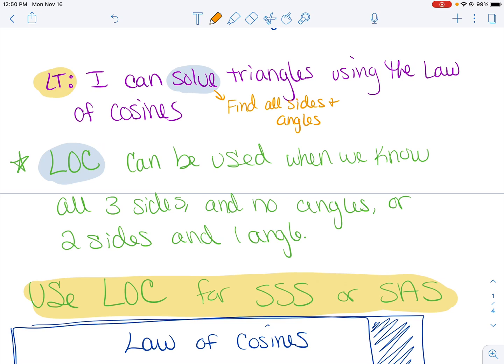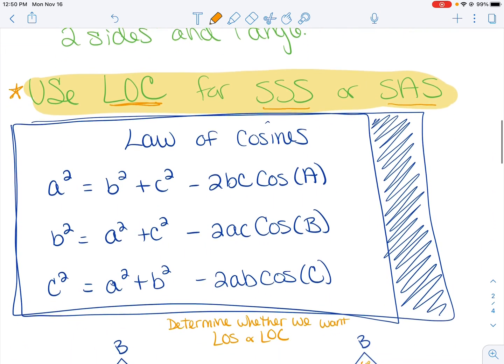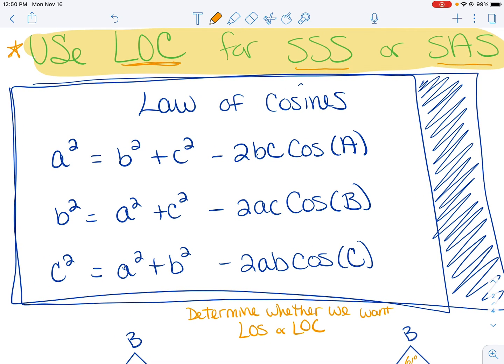If we're tasked with finding all of the angles and we only know the three sides, we're going to have to use our inverse trig functions that we worked on a while back. Here's a little abbreviation you might want to add to your notes: we can use the law of cosines for a side, side, side, or a side, angle, side situation. And here is your formula for the law of cosines.